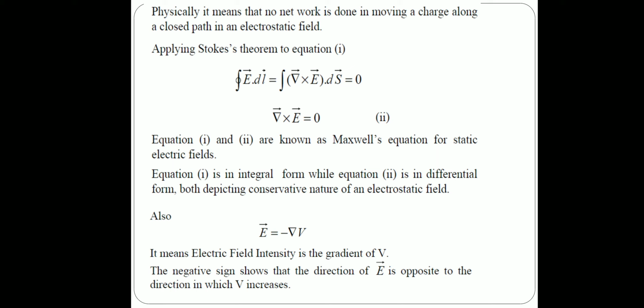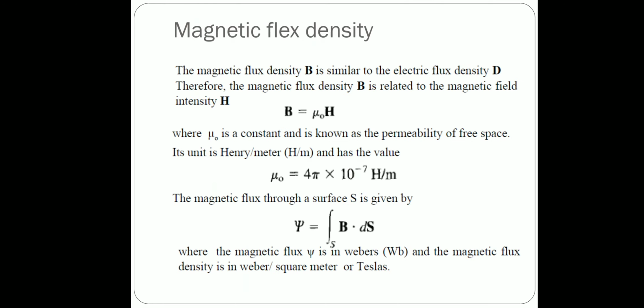So the relation between E and V is that E is equal to minus del V. That means the electric field intensity is the gradient of potential. So that is the relation between E and V. So remember that the electric field intensity is the negative gradient of potential. The negative sign shows that the direction of E is opposite to the direction in which V increases. So their directions are opposite, that's why negative.